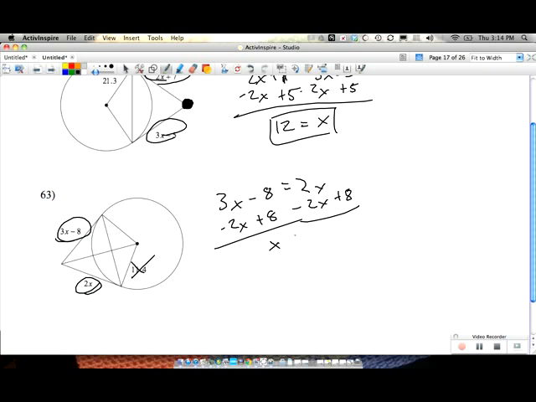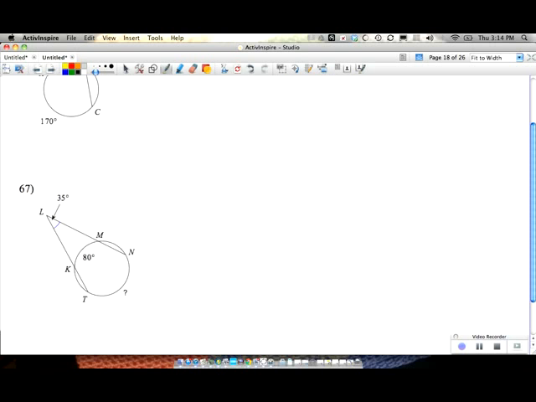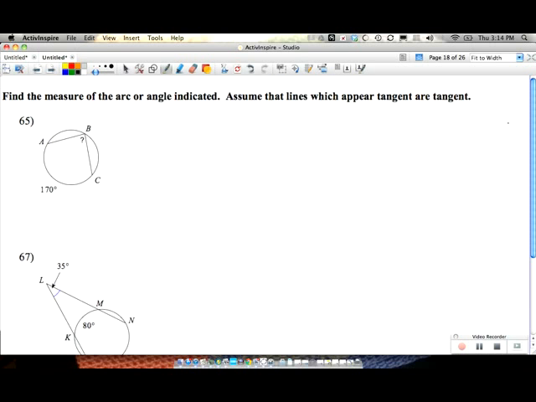Next, now we're getting into the beefy ones. We're going to be doing a bunch of measures with arcs and angles. One thing to keep in mind is that the arc divided by 2 equals the angle. We're going to keep coming back to that over and over again. So that means that the arc, which is 170, divided by 2 is going to equal our angle, or our question mark. 170 divided by 2 simplifies to 85. 85 equals the question mark, 85 degrees.